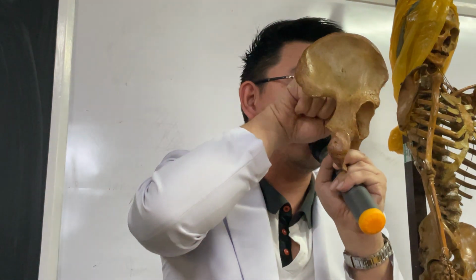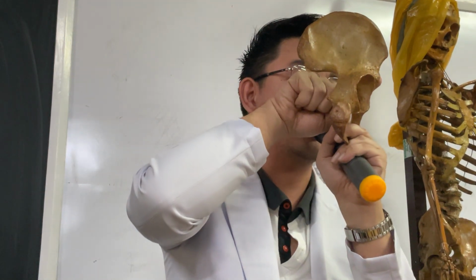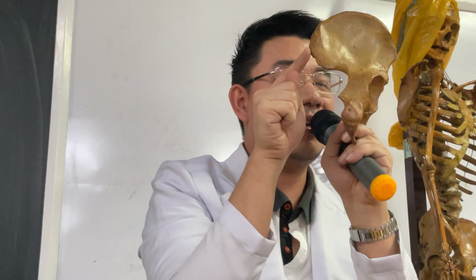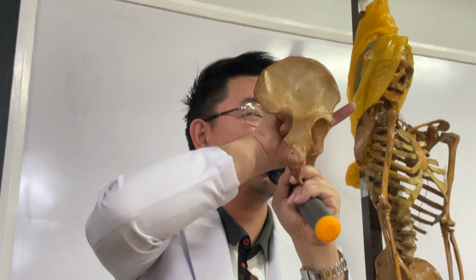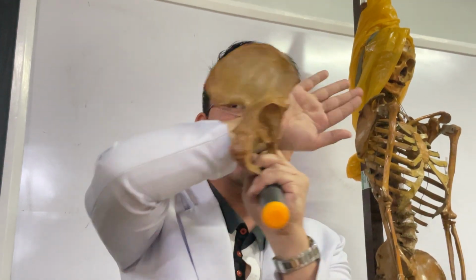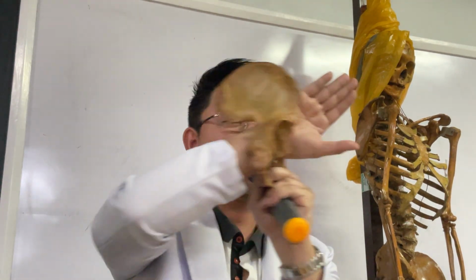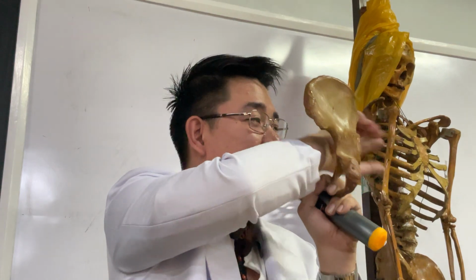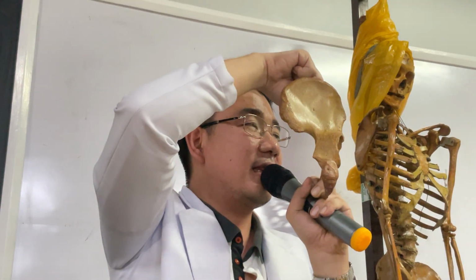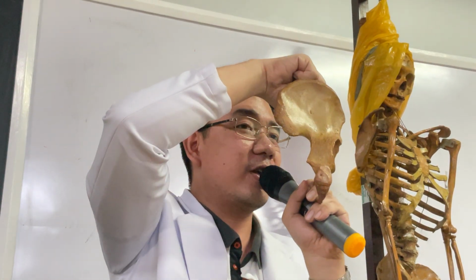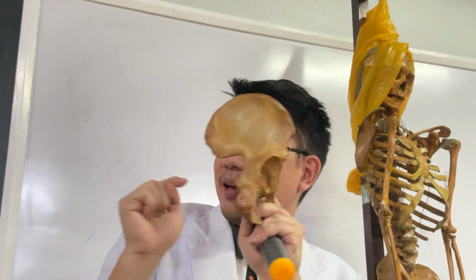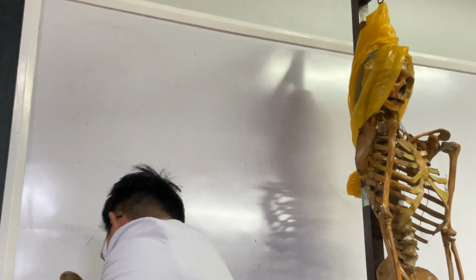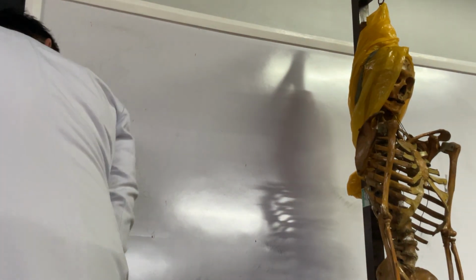This part here has names. This one and this one, and then this one and this one has names. Okay? This one is located where? Is it anterior or posterior? Anterior. This part here is the anterior part. So this becomes the anterior superior iliac crest. Again, anterior superior iliac crest.